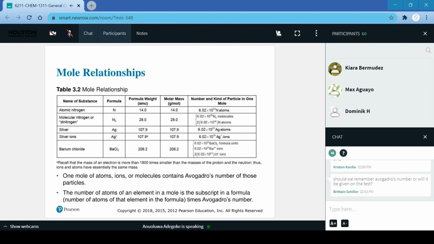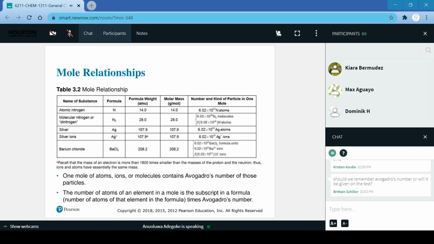Now here we want to look at the mole relationships. The abbreviated form of mole is mol. We use that a lot. Now let's look at all of this. For atomic nitrogen, the formula weight is 14.0 AMU. The molar mass is 14.0 grams per mole. And in 1 mole of nitrogen, we have 6.02 times 10 to the 23 nitrogen atoms.